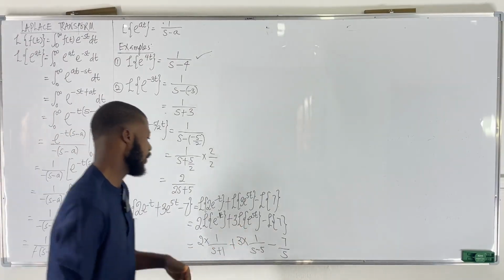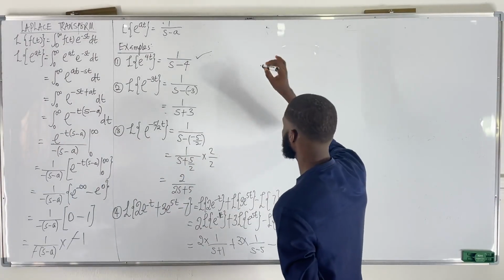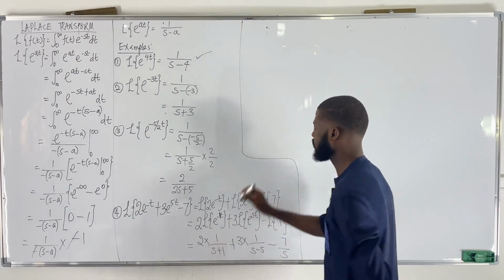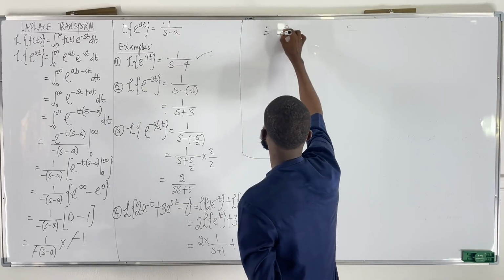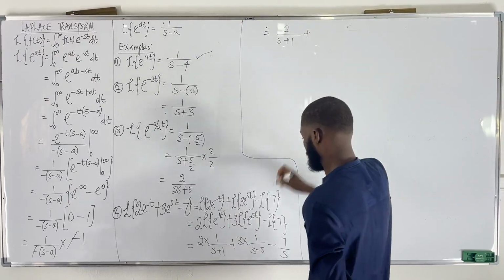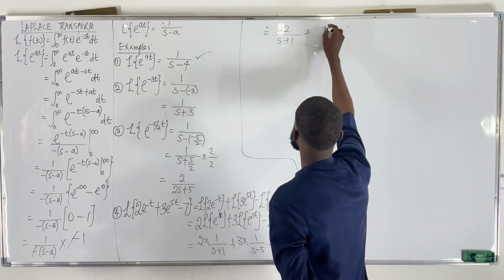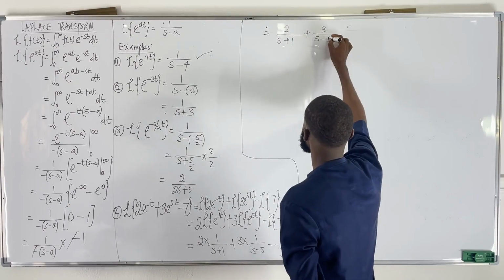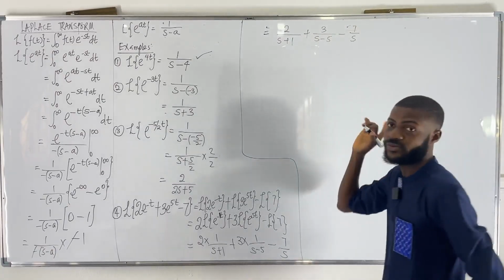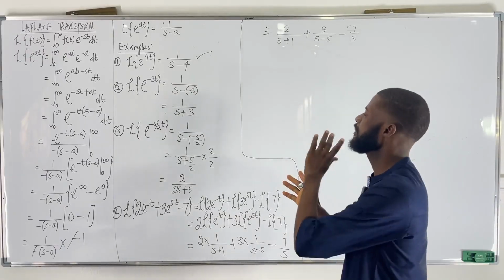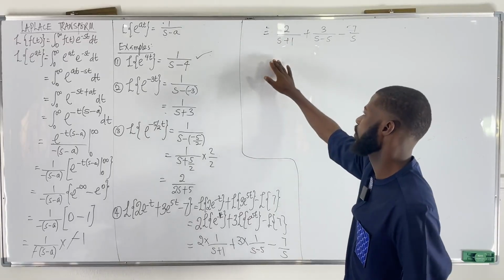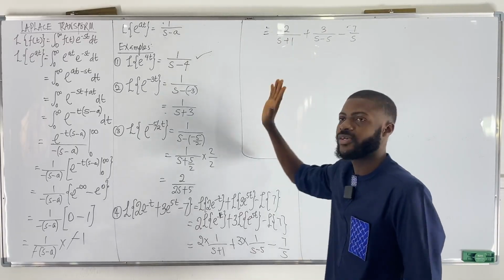Now, at the end of the day, what would this whole expression become? Let's see. 2 times 1 will give us 2. So this is 2 over s plus 1. And then plus 3 times 1 is 3. So this will be 3 over s minus 5. And then minus 7 over s. So this is what we have. Now, I don't want to simplify further. Let me just leave it like that. But of course, I can actually simplify further by taking the LCM, but let's just end here.